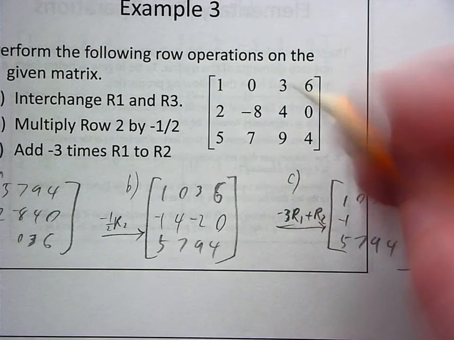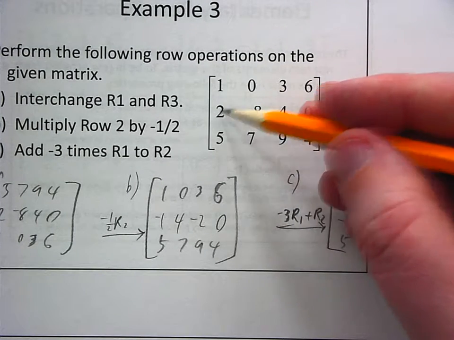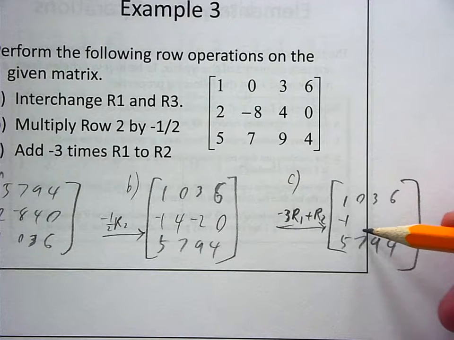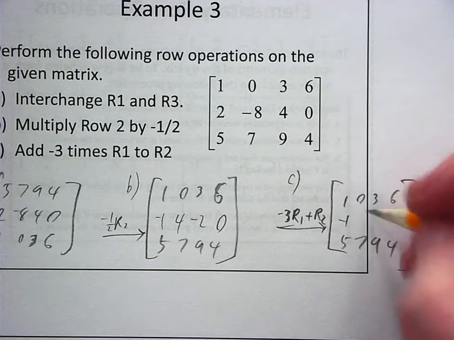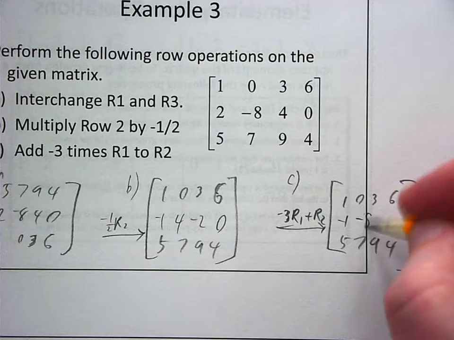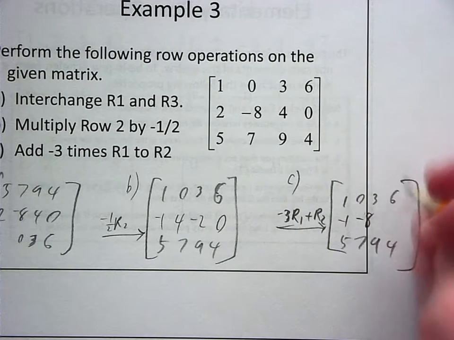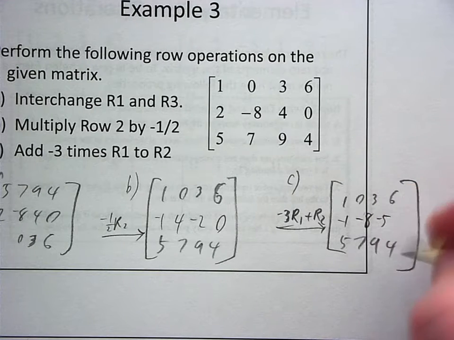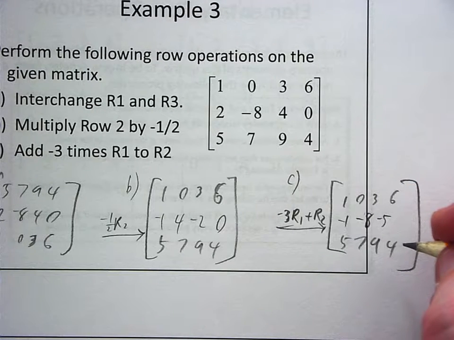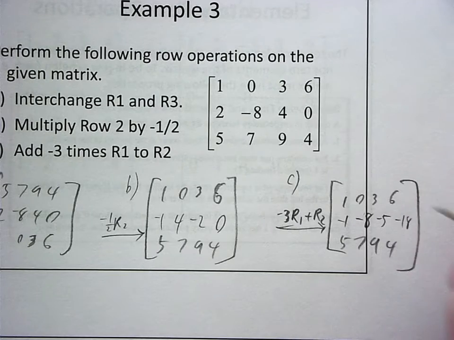So negative 1. You're going to take negative 3 times 1, which gives you negative 3, plus 2. Negative 8. Negative 3 times 0 is just 0 plus negative 8. Negative 9 plus 4 is negative 5. Yep. Negative 18 plus nothing is negative 18.